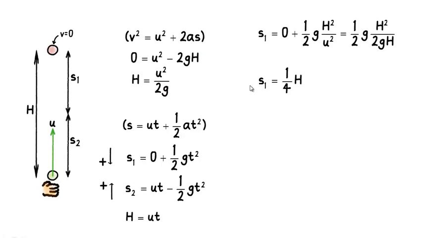So now we have the answer. The two balls are going to meet at the point where the red ball has fallen down 1/4 of the way and the green ball has traveled up 3/4 of the way.